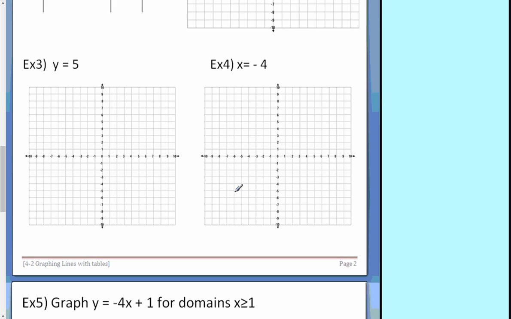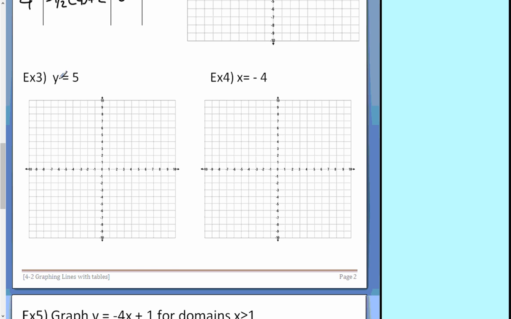Now we're going to have two special cases. We're going to have the special case of y equals 5 and the special case of x equals negative 4. When this happens, this is what I want you to do. Instead of making a table for these, I need you just to visualize what's happening. No matter what I put in for x, y is going to equal 5. That's what this is saying. No matter what I put in for x, y is 5.